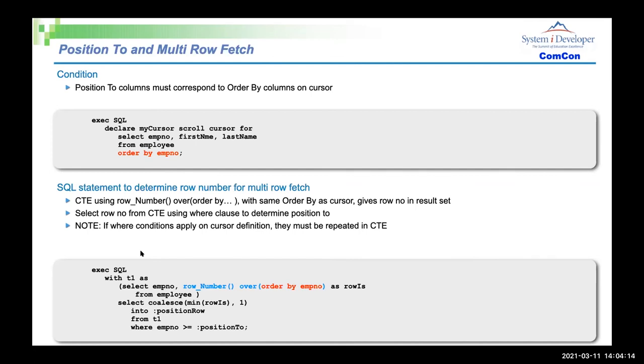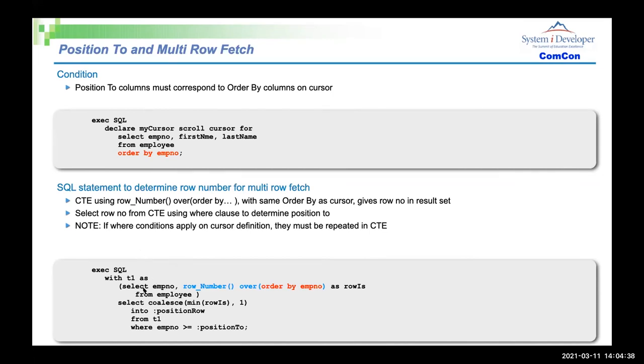Well, if you think about it, what I need to do is figure out where exactly in the result set that employee number is. In other words, what is the offset number where that row is? Or if that row doesn't exist, what is the next highest number in that result set? So I do this with a separate SQL statement.